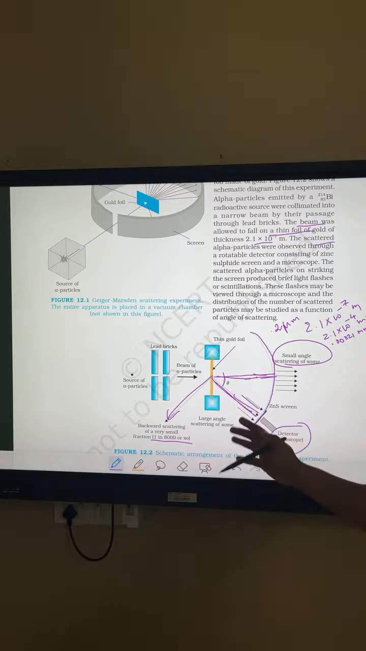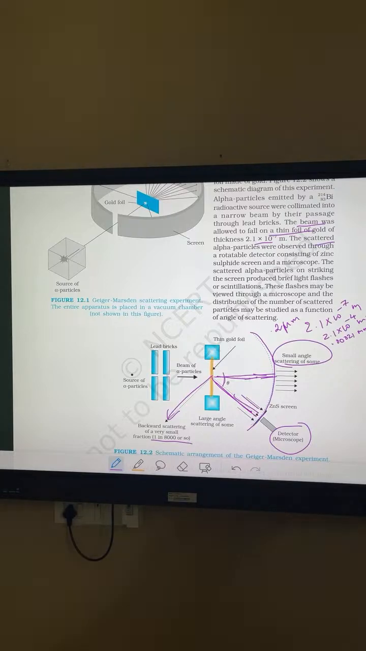That is why they have this. Because of the protons in the nucleus it has a positive charge, and helium has a 2 plus positive charge. Both get repelled. Both are like charges, right? Is it clear for you?